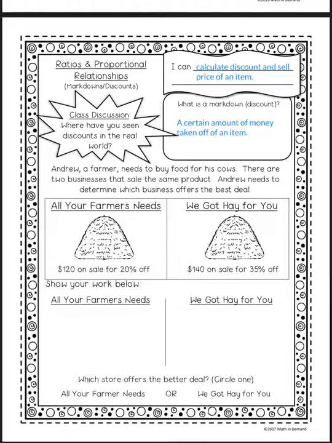For the first example that we're going to look at, Andrew, a farmer, needs to buy food for his cows. There are two businesses that sell the same product. Andrew needs to determine which business offers the best deal. The first store, All Your Farmers Needs, is selling hay for $120, but it's on sale for 20% off. The second, We Got Hay for You, sells the hay for $140, but it is 35% off. We need to figure out which store the farmer should purchase his hay at.